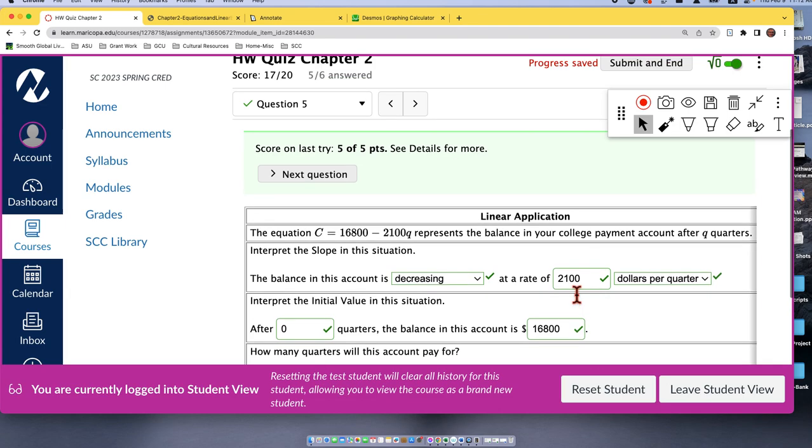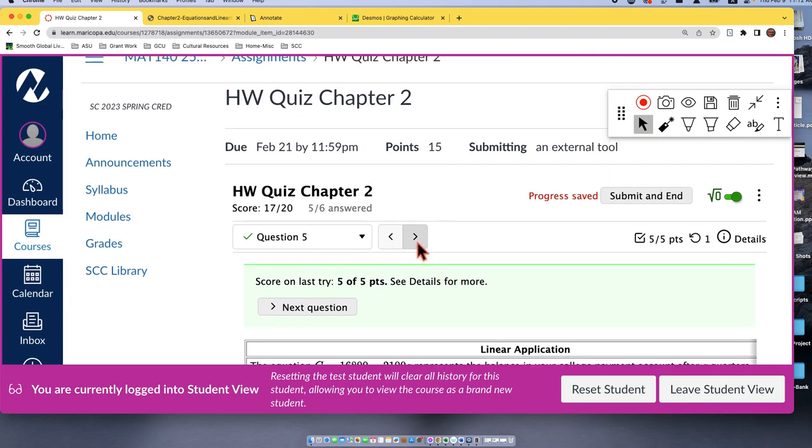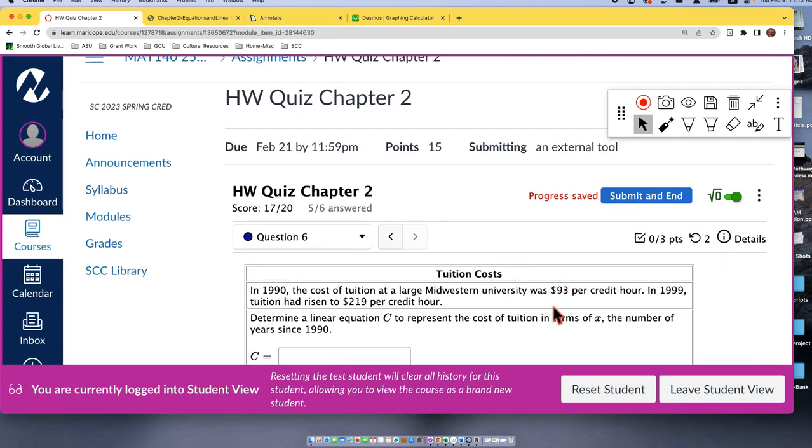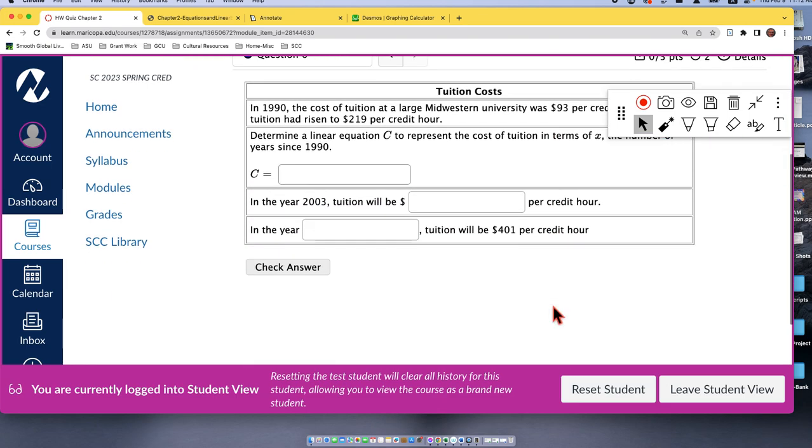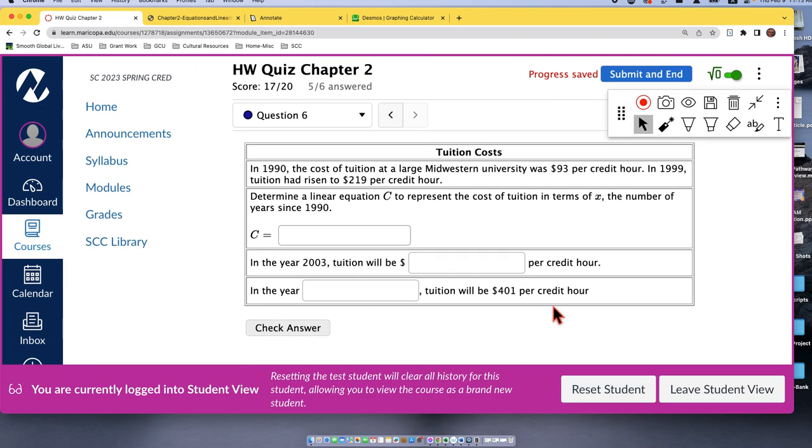Ready for our last one? Mm-hmm. And again, the homework, all you need is 70%. You could work it all the way you want, but look at it as opportunities to practice the concepts and get there. So this one, we're kind of asked to set things up, right? So in 1990, the cost of tuition at a large metropolitan university was 193 per credit hour.